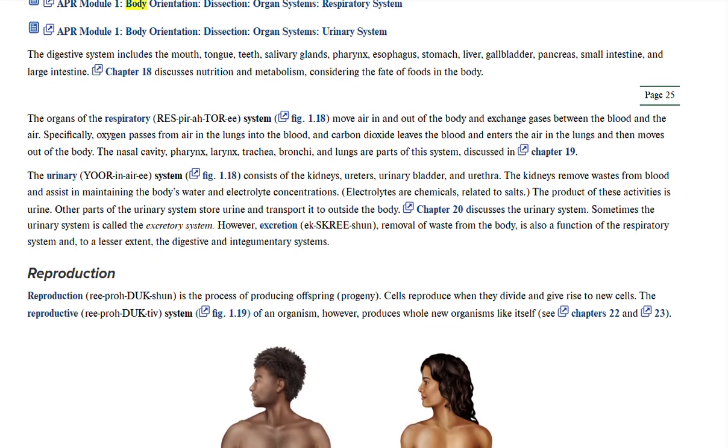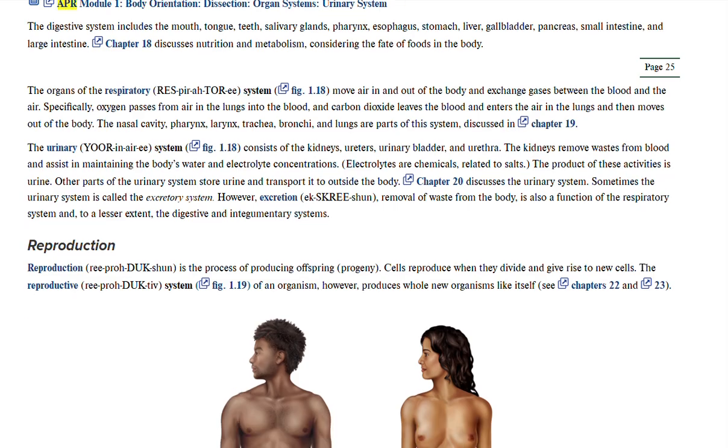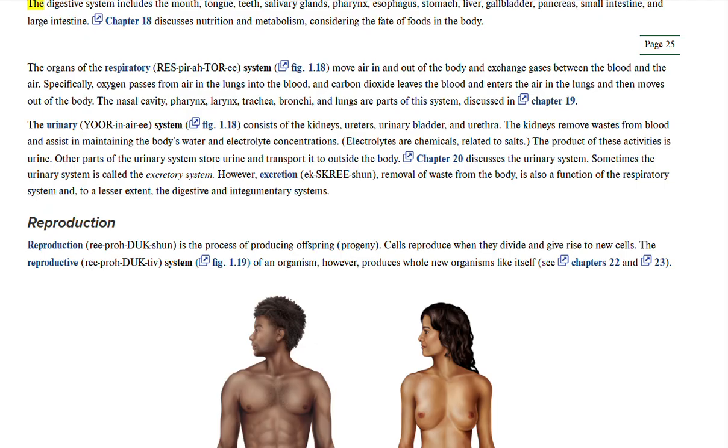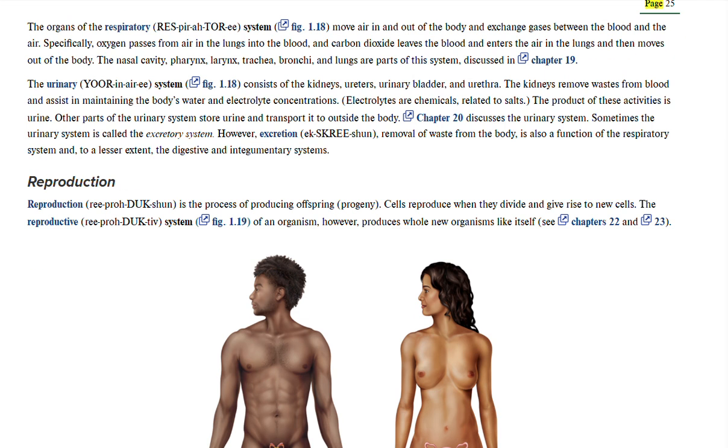APR Module 1, Body Orientation, Dissection, Organ Systems, Respiratory System. APR Module 1, Body Orientation, Dissection, Organ Systems, Urinary System. The digestive system includes the mouth, tongue, teeth, salivary glands, pharynx, esophagus, stomach, liver, gallbladder, pancreas, small intestine, and large intestine. Chapter 18 discusses nutrition and metabolism, considering the fate of foods in the body.